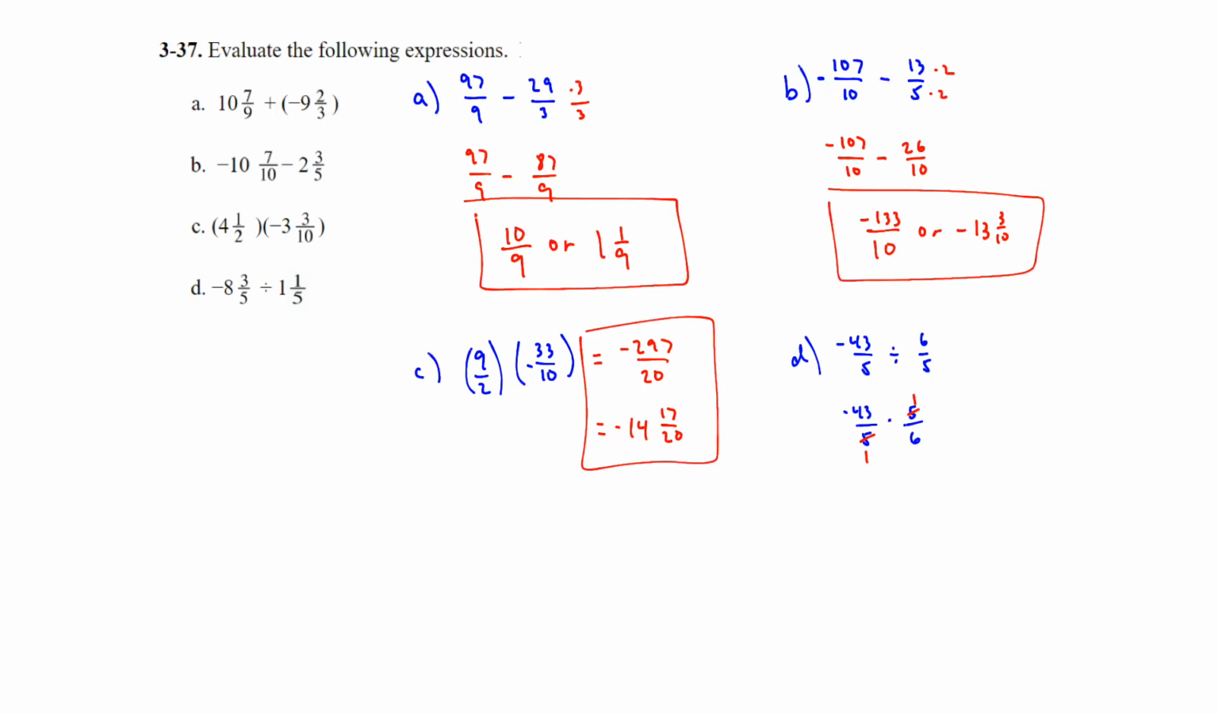So now we can just multiply straight across, and we will get negative 43 over 6, and if we want to write that as a mixed number, that would be negative 7 and 1/6. So those are the 4 operations. A little bit more challenging on this one than the other day just because of all the mixed numbers, but they still work the same.